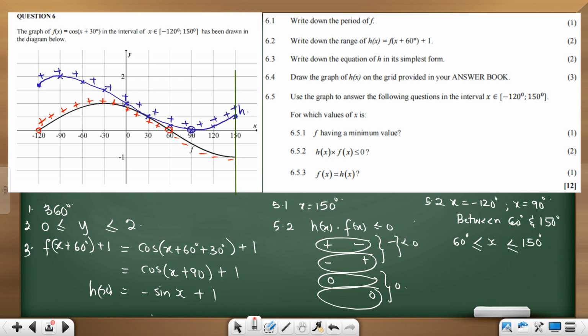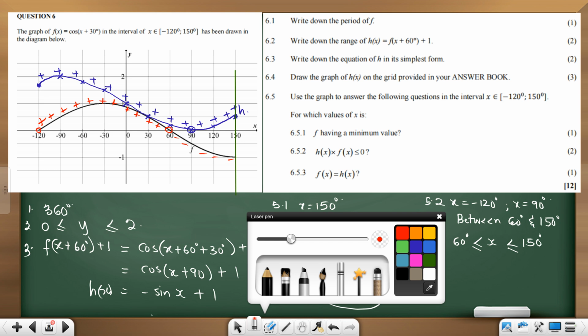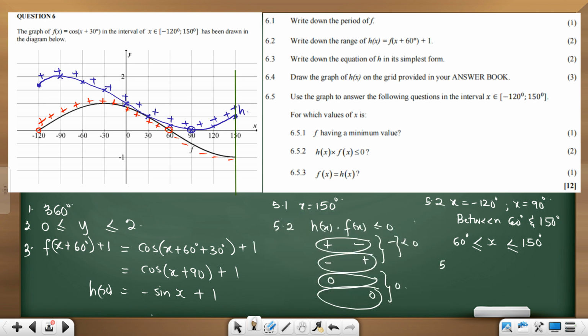Am I getting a picture quickly? Oh, 6.5.3, where they are equal. That's just where they are touching each other. Where are they touching? They're touching at 30. And that's it, 30 degrees. Please send me a picture. Send that on the group.